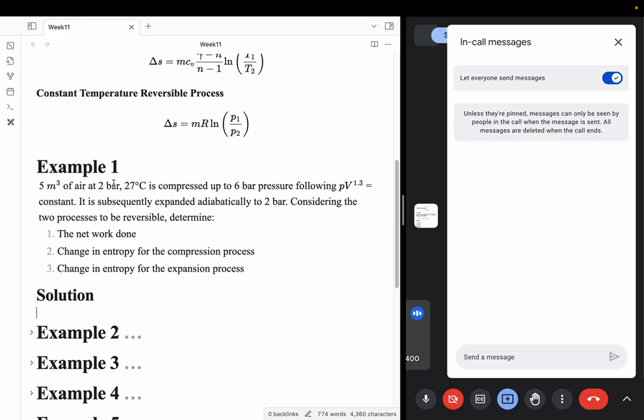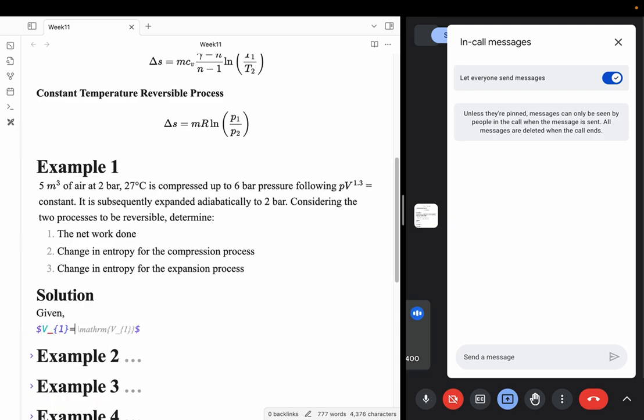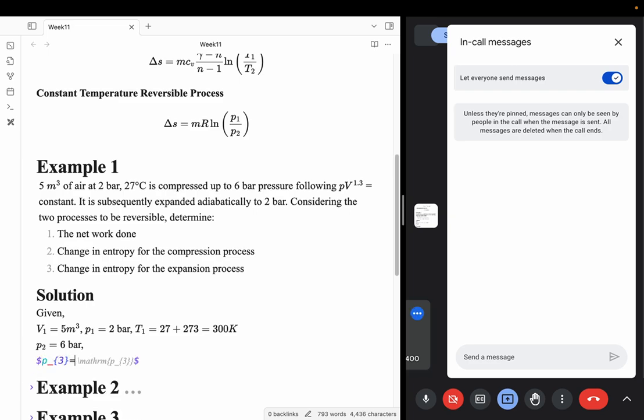So first we'll write down the information that is given to us. We have been given V1 as 5 meter cube. P1 is given as 2 bar, and T1 is 27 Celsius; always convert the temperature to Kelvin. Similarly, we have also been given P2, that is after the compression process, as 6 bar. Do I know anything else, volume or temperature? That is not given directly. And then there is a third state after which the final pressure is given to be again 2 bar. So this is the information that is given.